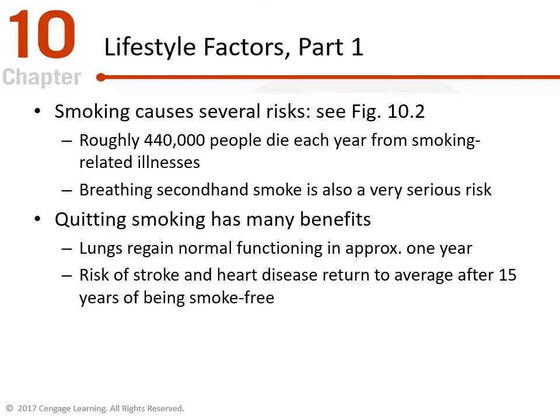Another thing that causes death in young adults or emerging adults is lifestyle factors. As you can see, one of the biggest ones is smoking. Smoking causes several risks. We'll take a look at the next figure, but roughly 440,000 people die each year from smoking-related illnesses. And breathing secondhand smoke is also a very serious risk. So the best way to maximize your odds of being healthy is don't smoke, monitor your alcohol consumption, and eat a well-balanced, nutritious diet. It's basic common sense, right?